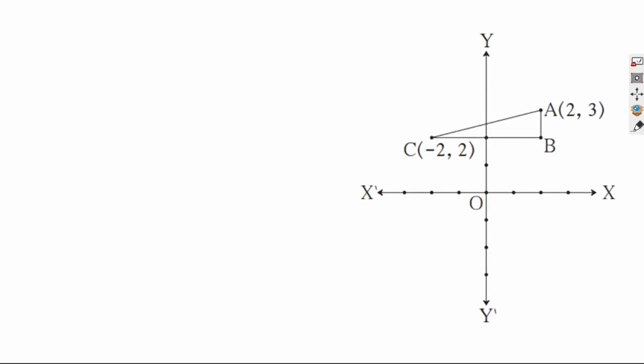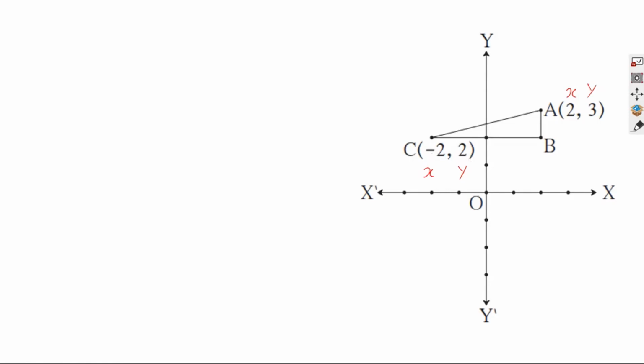Here the coordinate points are again A and C, not B. A is denoted by x-axis equal to 2 and y-axis equal to 3, and C is x-axis equal to -2, y-axis equal to 2. Understood? So in that case, we will supply this into our formula.